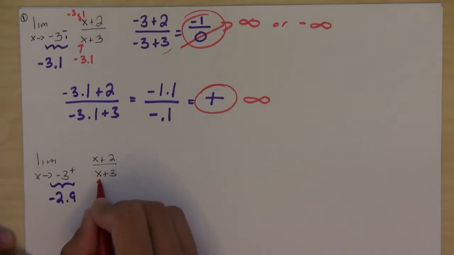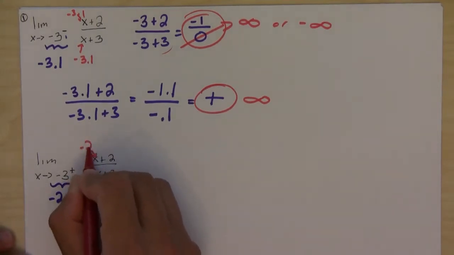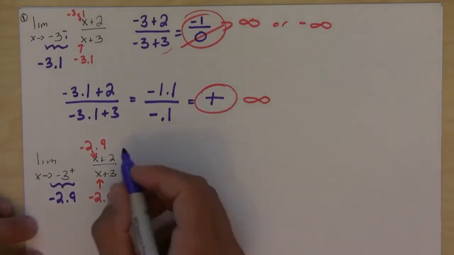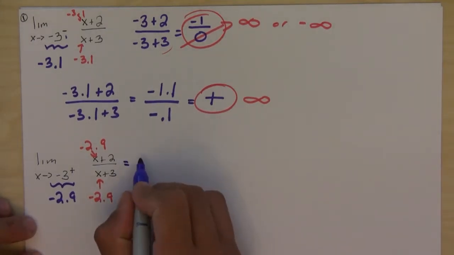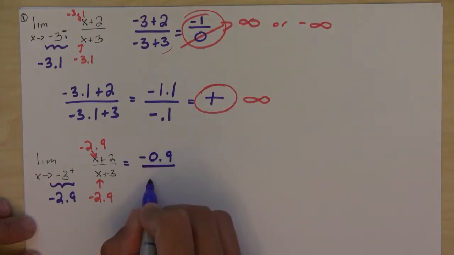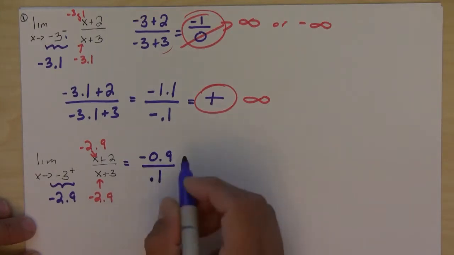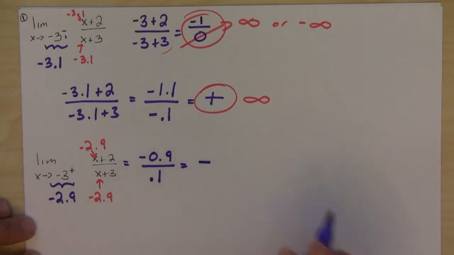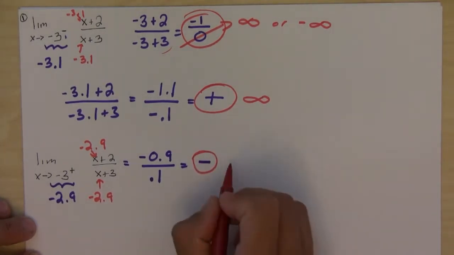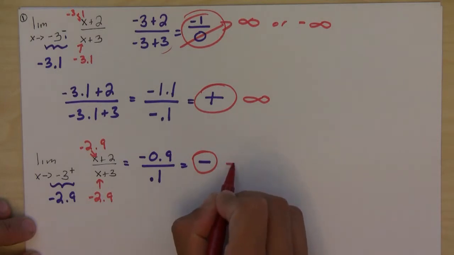Okay, so if I plug in -2.9 into these, notice what happens: I would get -0.9 on top and positive 0.1 on the bottom, and this is a negative. So that means that this is going to negative infinity.